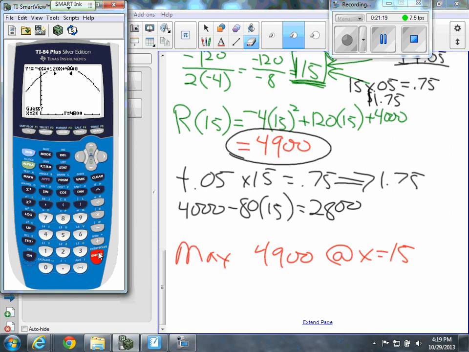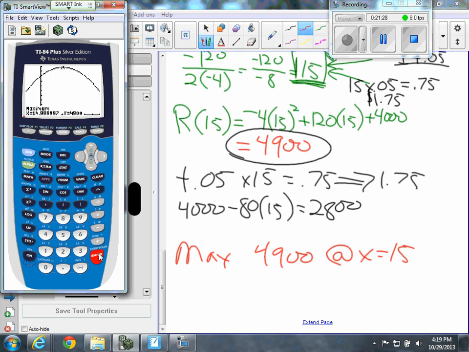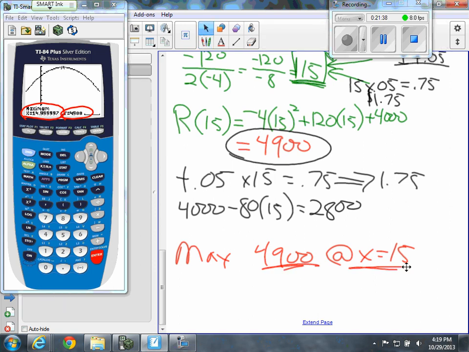So I set my left bound and my right bound. It's indicated by those two arrows. And I'm going to press enter because I don't want to make a guess. And what do you know? My maximum shows up at x equals 15, pretty close, it's a pixel off. And my y is equal to 4900, just as I had expected. So there's a little lesson on how to do one of these word problems and how to use the calculator to do it.